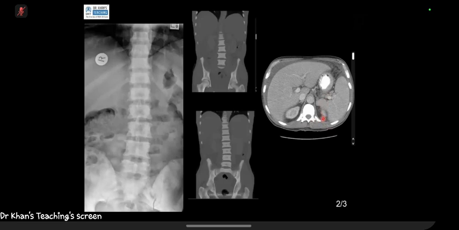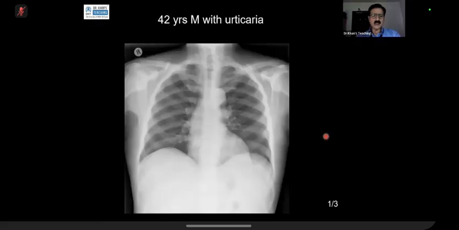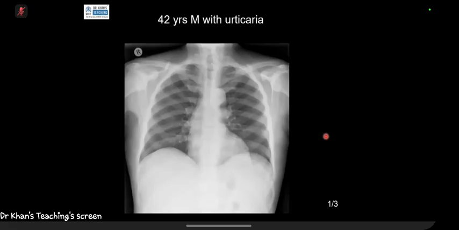Now, lymphadenopathy. Now, what comes to your mind? This is a 42-year-old. I'm thinking about diseases such as mastocytosis or lymphoma.